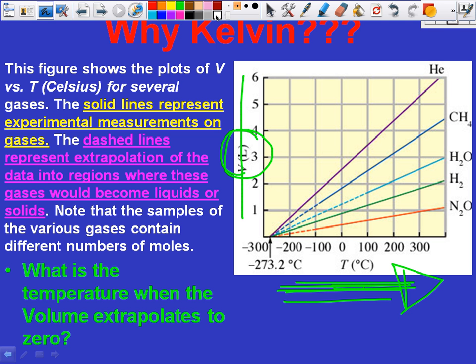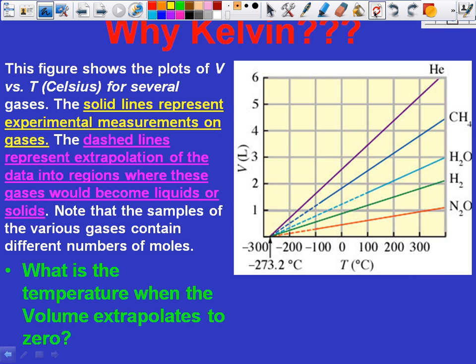This is something you do need to read, though. The solid lines represent experimental measurements on gases, okay? The solid lines. And you can see right here that there are a few situations, again, we changed the color so you can see it, where there are some dotted lines represented. Well, a dashed line represents an extrapolation. Now, the first thing you need to understand is what is extrapolation. Basically, it's a guess based on calculations. They sit down, they run all these calculations through different things, and they determine, well, this is what we think it would be. Of data into regions where these gases would become liquids or solids.